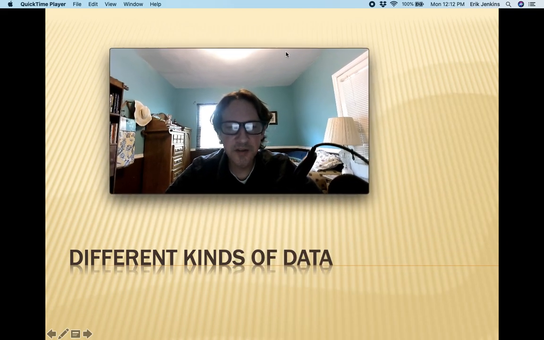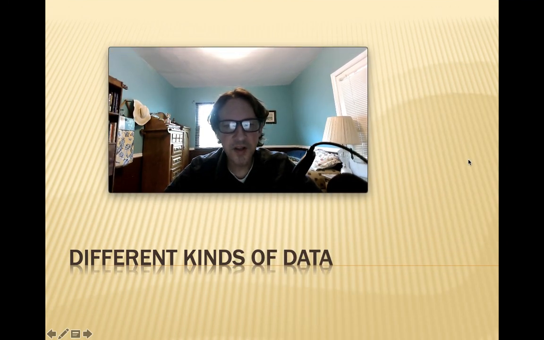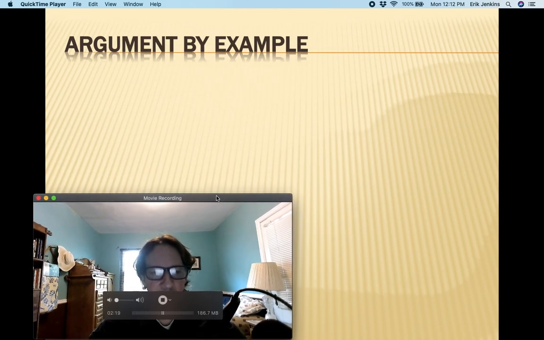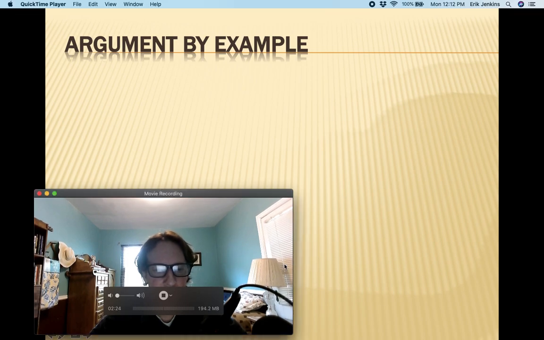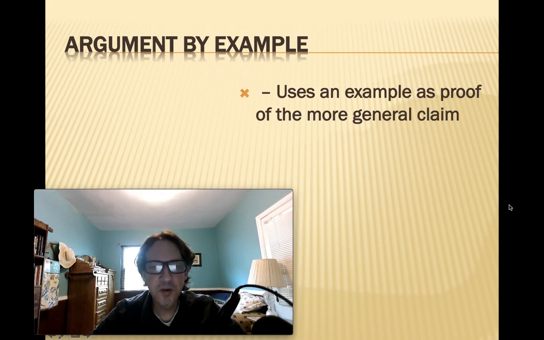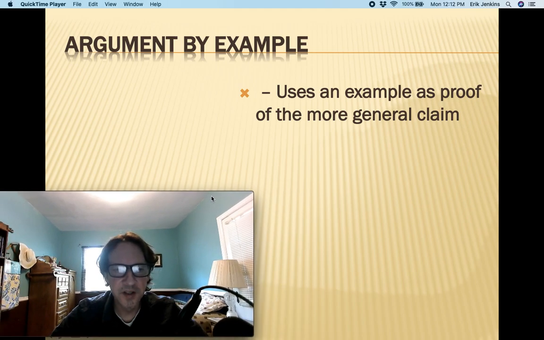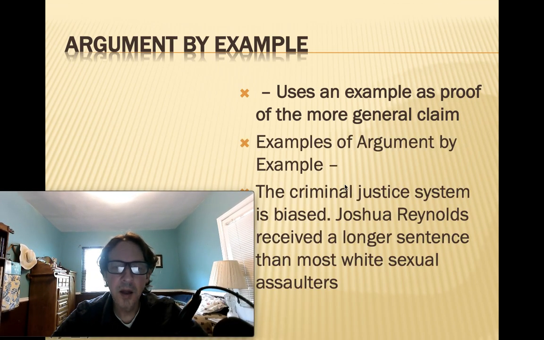So we'll go through different kinds of data now. And the first kind of data is called an argument by example. With arguments by example, it's sort of like what it sounds. We use an example as your data, as proof of the more general claim. So, for instance, here, the criminal justice system is biased. Joshua Reynolds received a longer sentence than most white sexual offenders. So I'm using the example of Joshua Reynolds to back up my claim that the criminal justice system is biased.